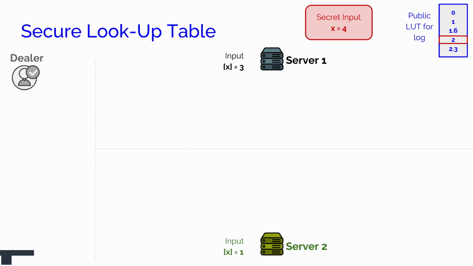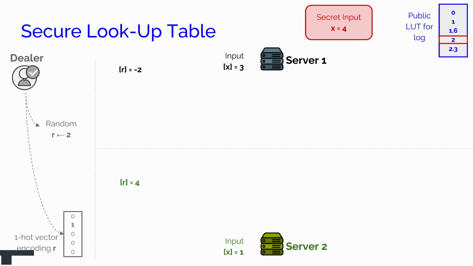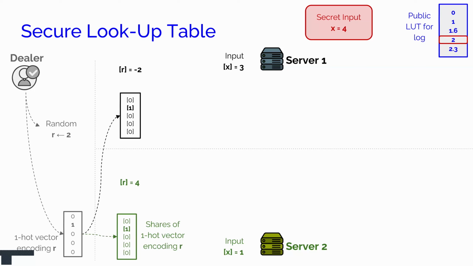So server 1 picks a random number, sends it to server 2, and holds the difference. For this protocol, we will also bring a trusted third party to help us generate some randomness. So this party, we call them the dealer. The dealer will generate a random number, secret share it to the two parties, and then use it to create a one-hot vector with the 1 being at the position of this R. The dealer will also secret share this again to the two parties, and then we won't need the dealer anymore.